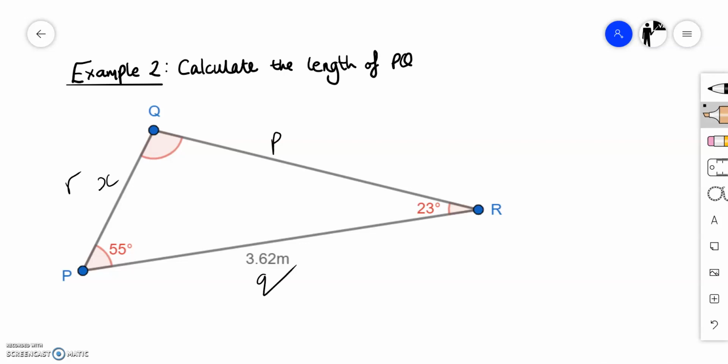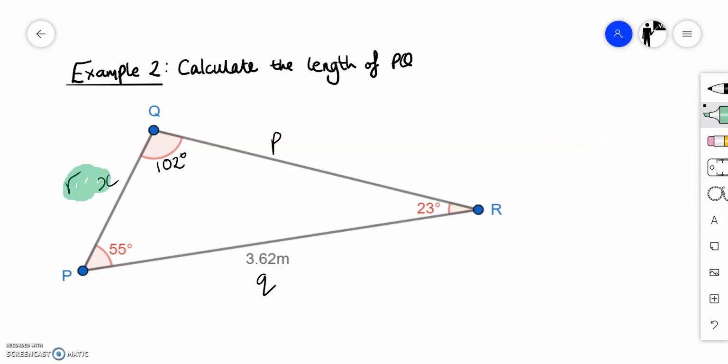Before we go any further, do you notice that we have one of the angles missing here? We can easily work that out though, because we know that the angles in a triangle add up to 180 degrees. So to work out angle Q, we could simply add 55 and 23 together and get 78, and then subtract. And we'll find that this angle up here should be 102 degrees.